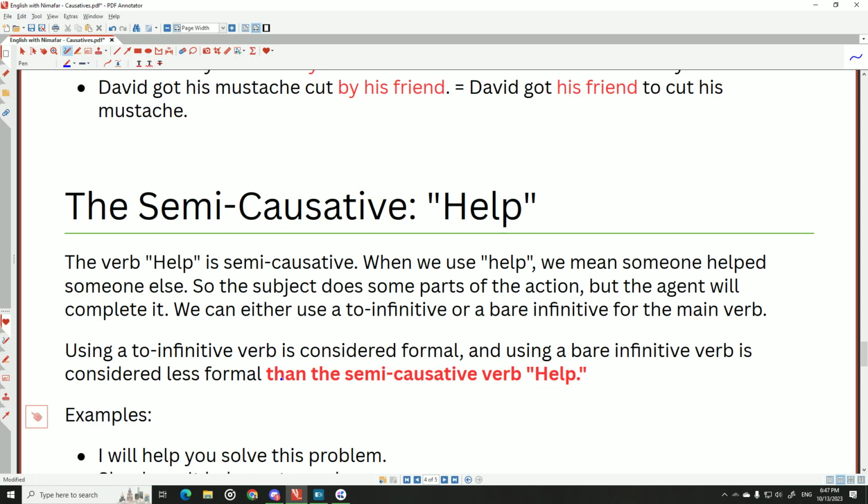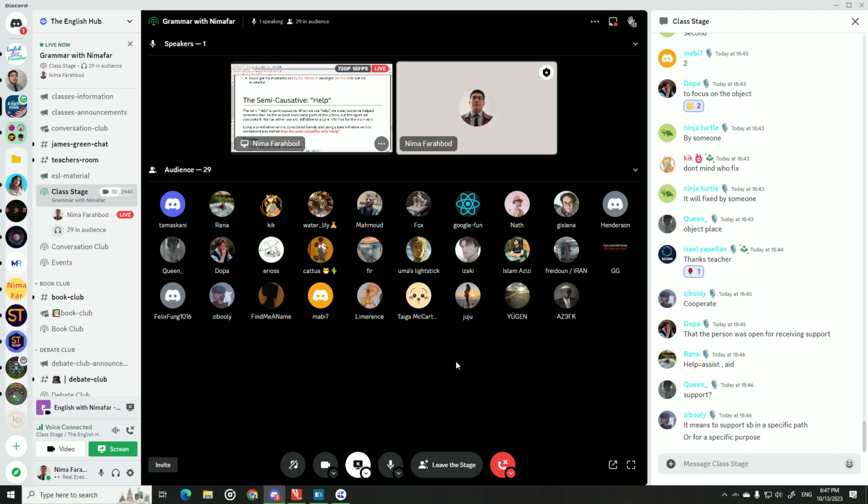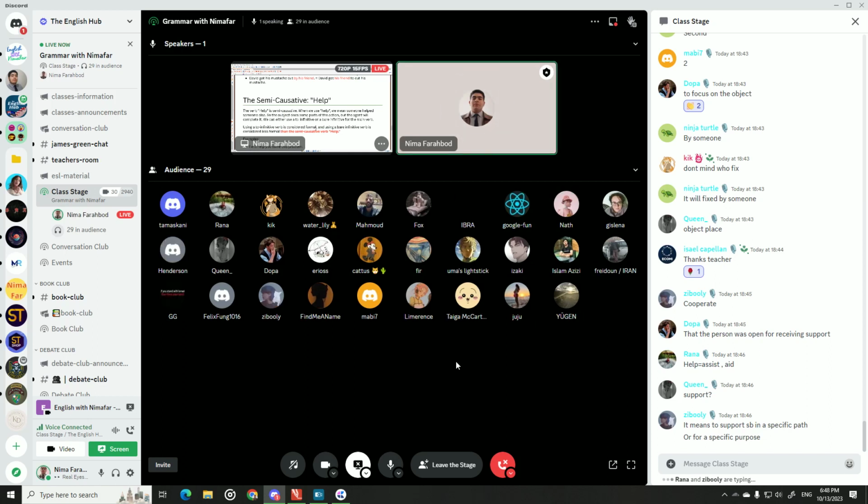This is the reason we say it's semi. Can someone tell me the reason we say it's semi? Why don't we count it as a causative word, like have, like get? Why do we say it's semi-causative?